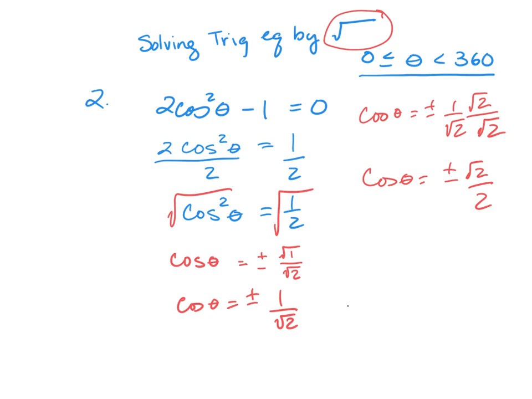And we get 45, we get 135, we get 225, and we get 315. And those are the answers that satisfy that equation. We found the angles that make that equation true by square rooting both sides of the equation.